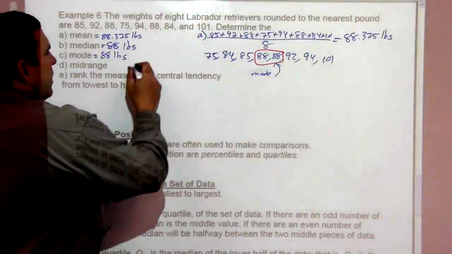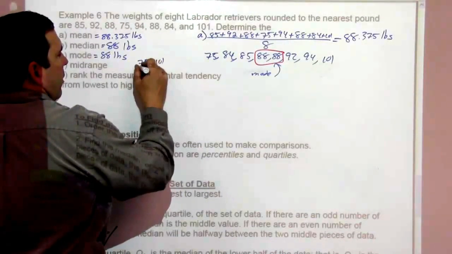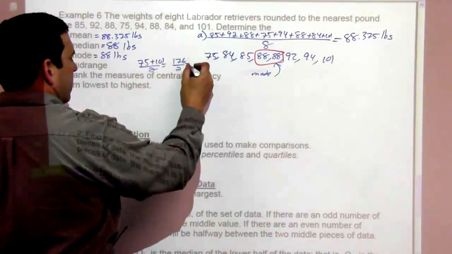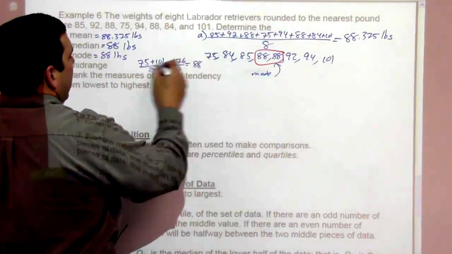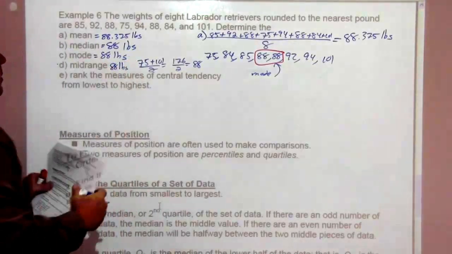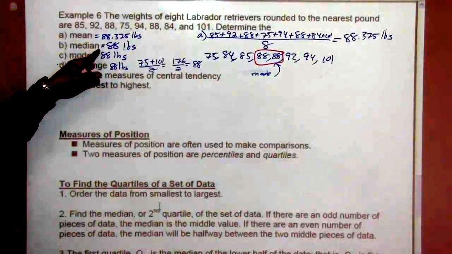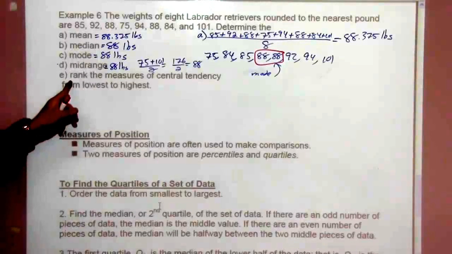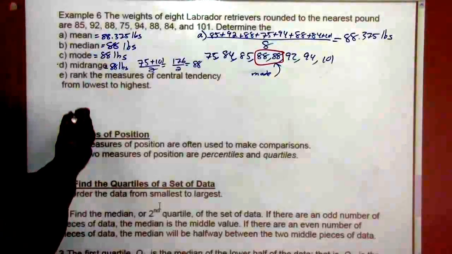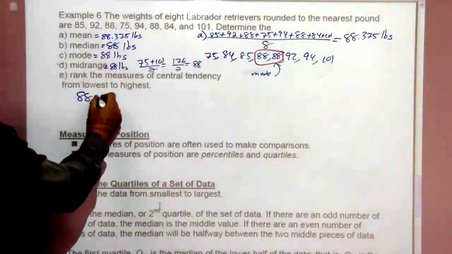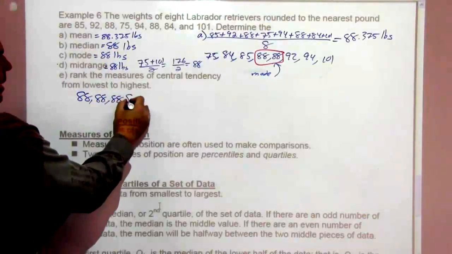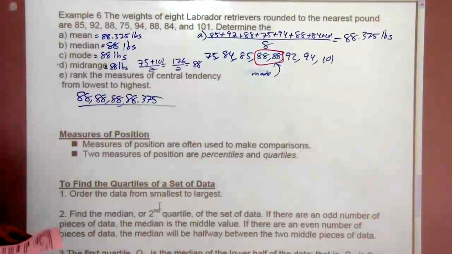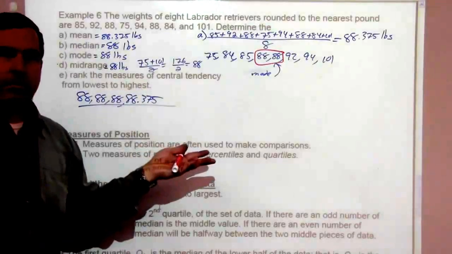Our midrange will be 75, the lowest weight, plus 101, over 2. That's 176 over 2, and that is, drum roll please, 88 again. So the mean was 88.375, the median 88, the mode 88, and the midrange 88. Rank the measures of central tendency from lowest to highest. Well, we have 88, pick which one you want to call first, 88, 88, and then 88.375. So all pretty close together, and that's a good data set if they're all going to be close like that.